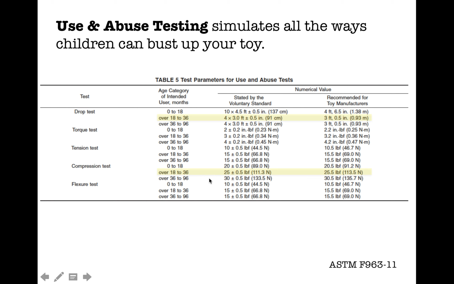Again, I've highlighted the wrong region here. This should go down, but you're 36 to 96. So 36 is 3 years old. 96 is 6, 7, 8 years old. 8 years old for 96, okay? So you're in this category. So your toys need to sustain 30 pounds of compressive force. Again, it can break under 30 pounds, but it can't produce anything sharp, okay?